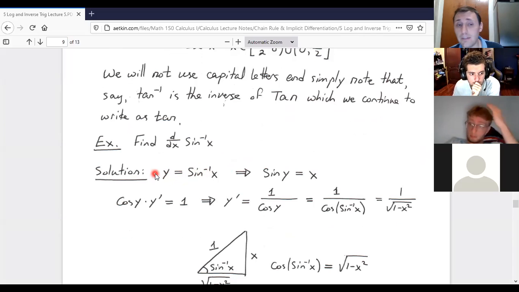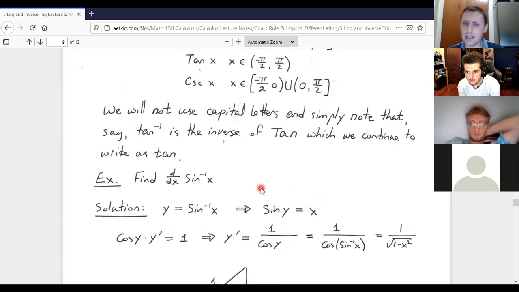That means that if I apply sine to both sides, sine of y is equal to x, and I can apply implicit differentiation. So I will say the derivative of sine of y is cosine y multiplied by y prime. And the derivative of x is 1. So that means that y prime is equal to 1 over cosine y. Now, would anybody possibly tell me why there is a 1 over cosine y? Why do I have a cosine and why do I have a 1 here on the numerator? Do you see that? And do you understand my question?